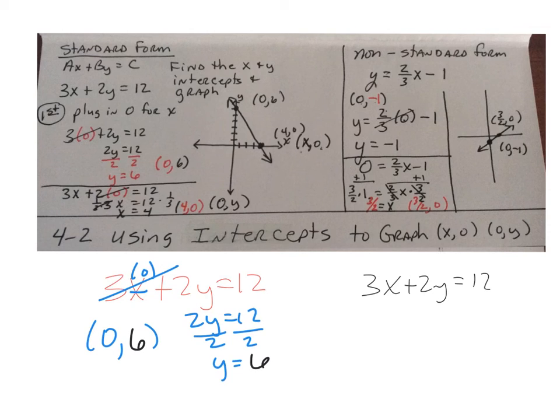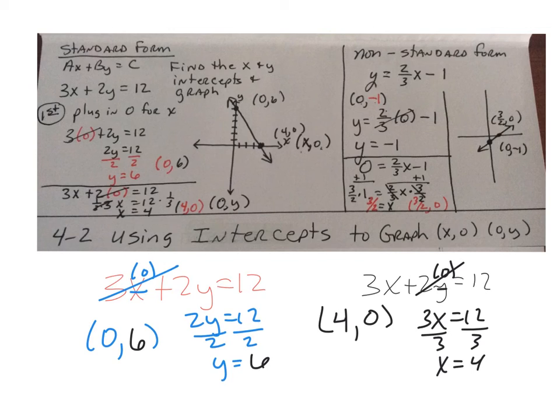Now, what if I happen to plug in a 0 for the y? Well, 2 times 0 is 0. You bring down your 3x equals 12, and the coordinate point is going to look like this, with a 0 for the y. So when you divide by 3, x equals 4, so you can say when y is 0, x is 4, and that's how I graphed this graph right here.